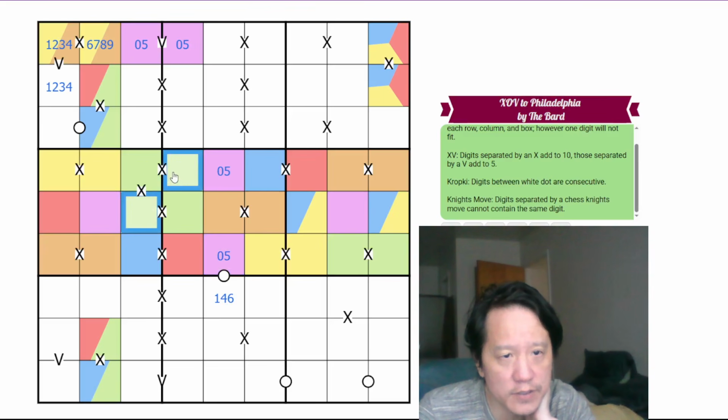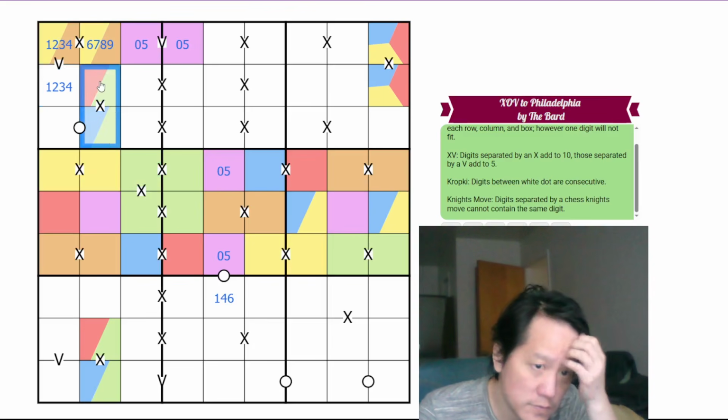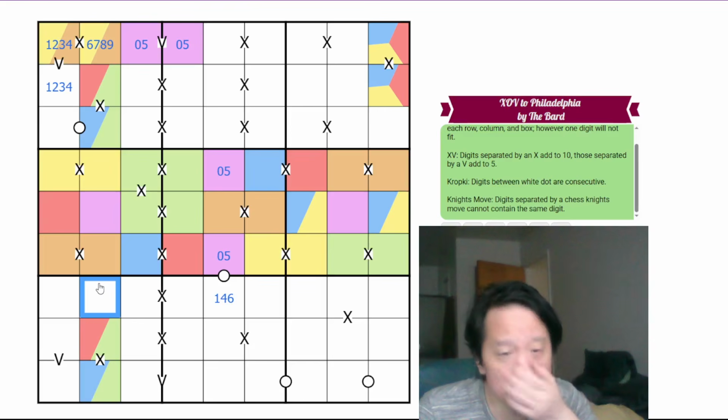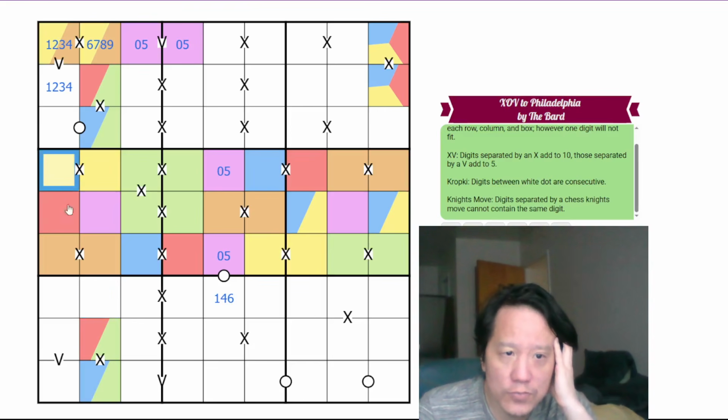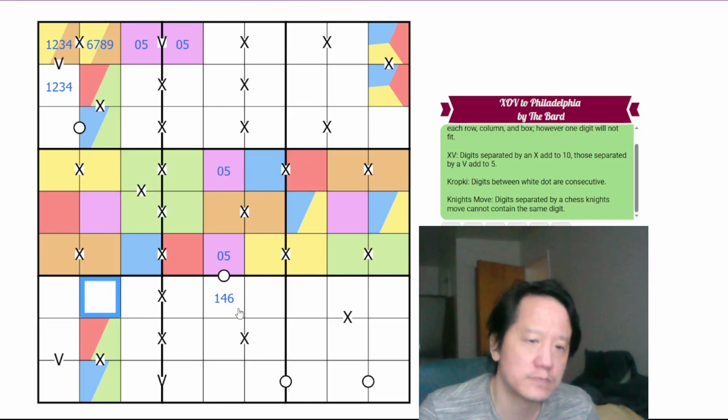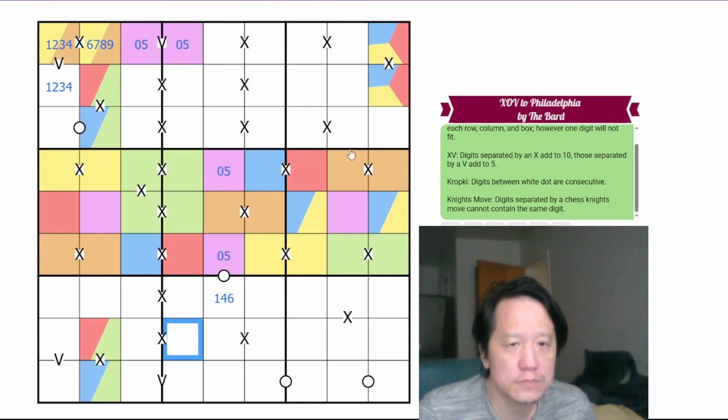Both of these greens. This obviously cannot be yellow because they would see both of those cells. Can't be red. So this could be green. What is this? This could be yellow, green, or it could be the other 0 or 5. Not green here.